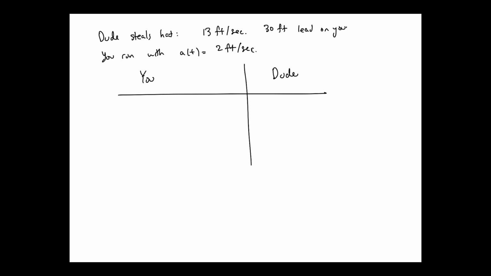Okay, we're given that the dude has velocity equal to 13, and that's constant. But where is the dude? He starts out at time 0 being 30 feet ahead of you. Okay? So his position is given by 13t plus 30. Does that make sense? Okay. Now, you, on the other hand, we know that your acceleration is constant.